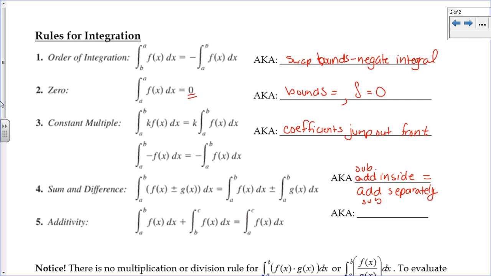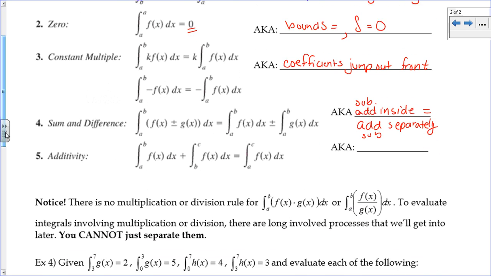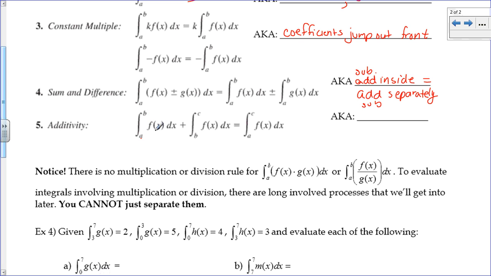Okay, and then last but not least, this guy down here called the additivity rule says the integral from a to b of f plus the integral from b to c of f equals the integral from a to c of f. Well, let's think about what that means. If I take the area underneath the curve from 0 to 2 and then add it to the area underneath the curve from 2 to 3, isn't that going to give me the area from 0 to 3? Well, yeah. I'm saying area, I really mean, remember what we talked about, net area. But if I have the net area from 2 to 3 and then the net area from 3 to 4, it's like going from 2 to 4 in the first place. So in other words, I always kind of call this, AKA, 2 parts make a whole.